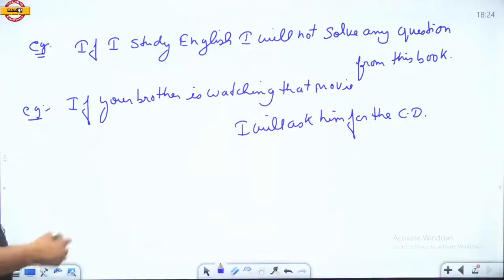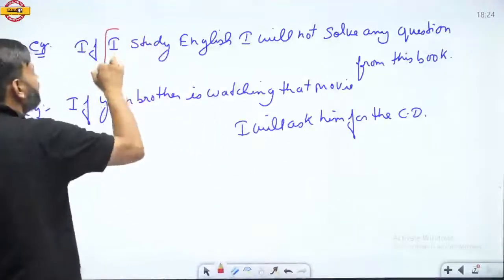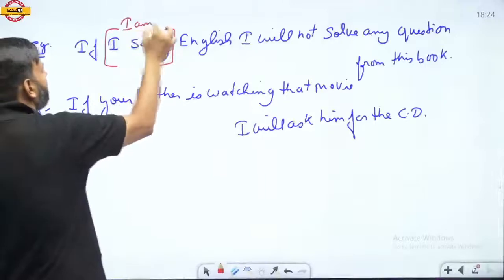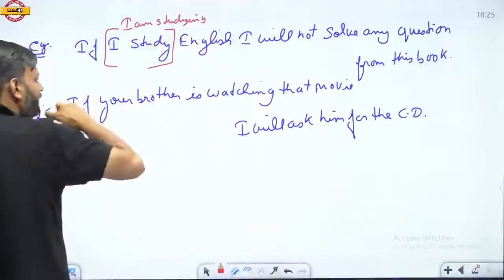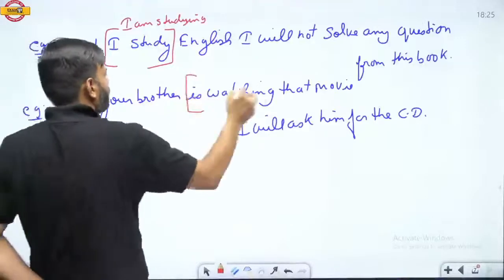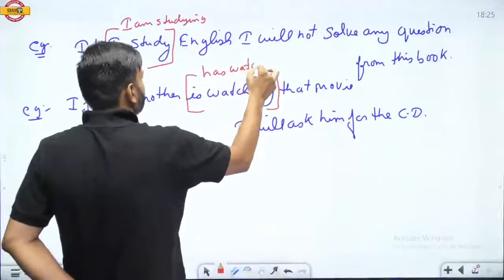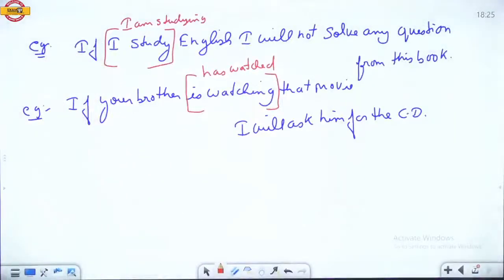So in this sentence, in place of indefinite, you have to use continuous. If I am studying. And in this sentence, in place of continuous, you have to use perfect. Okay. Why do you have to make these changes?